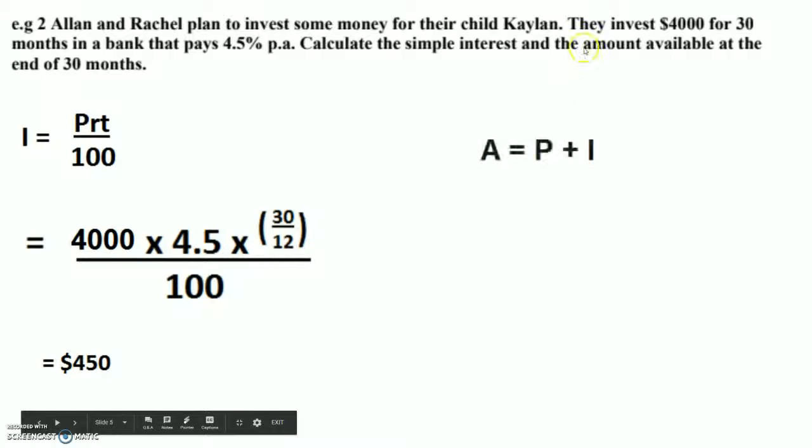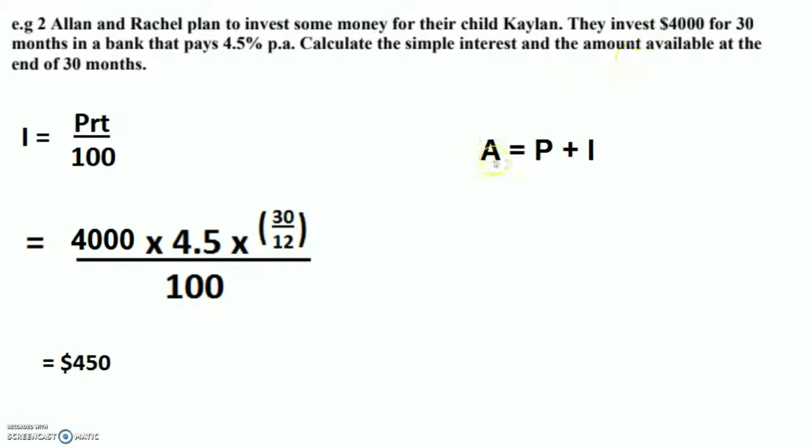To find your final amount available at the end, you just use your amount equals your principal plus your interest. So your principal is 4,000, which has been invested, and then we've earned our $450 from that investment, and you get $4,450 for Kaylin. That's your final amount.